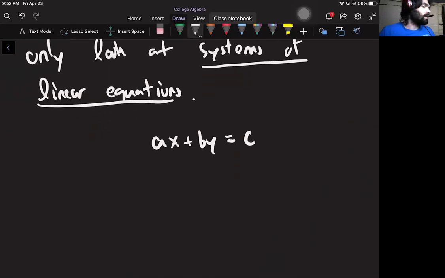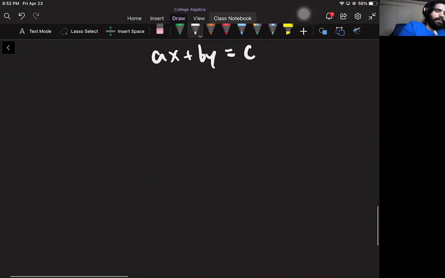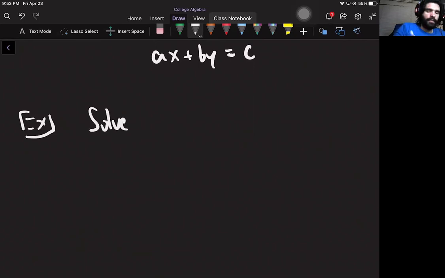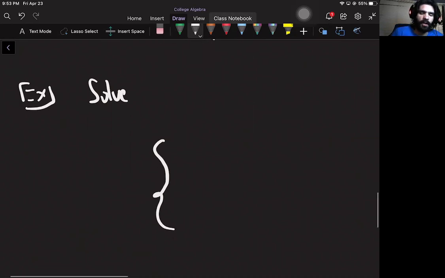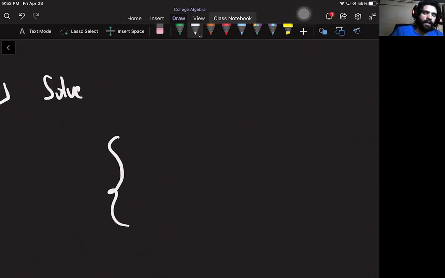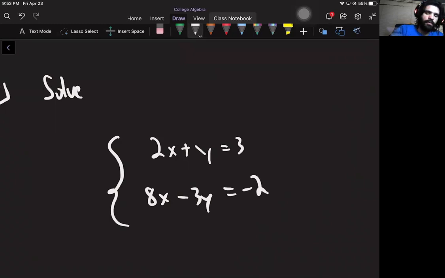Okay, so let's just jump into an example. That's the easiest way to just get the idea down. We'll see things like this. Solve, and when you want to write a system of equations, we use this fancy curly bracket notation, and we stick our equations in there. Our first linear equation will be 2x plus y equals 3. Our second linear equation will be 2x minus 3y equals -2. So it's a system of two linear equations, and we're going to solve it.